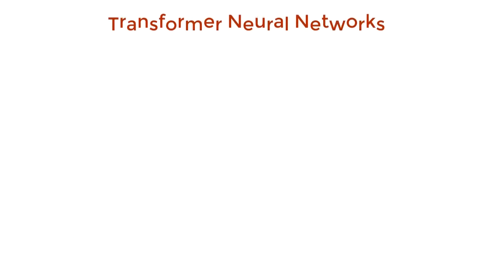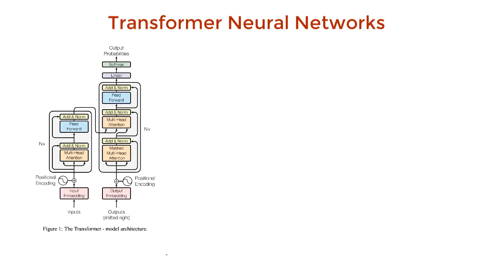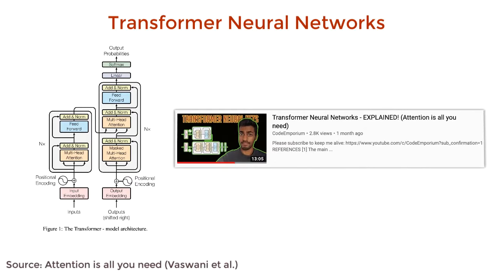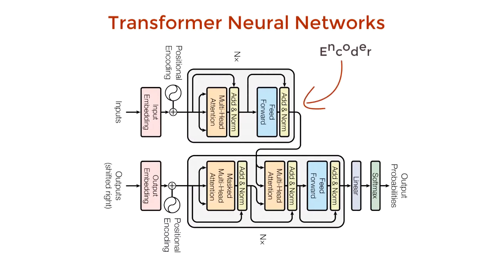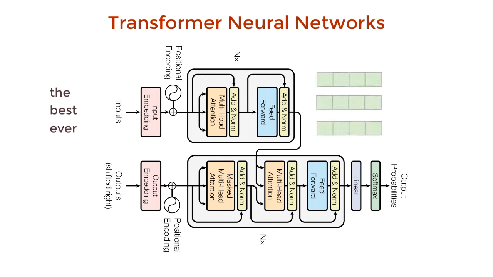Well, in 2017, transformer neural nets were introduced. I have an entire video on this, but I'll give you the gist. It has an encoder-decoder architecture that was made to solve the problem of language translation. Say we want to translate English to French. The encoder takes English words simultaneously and spits out the word vectors simultaneously.